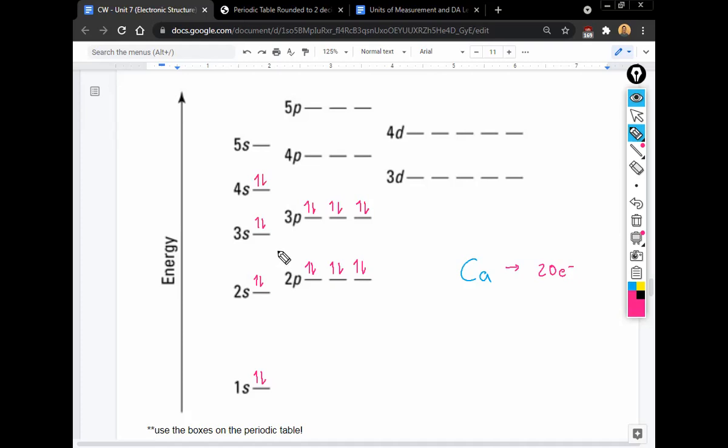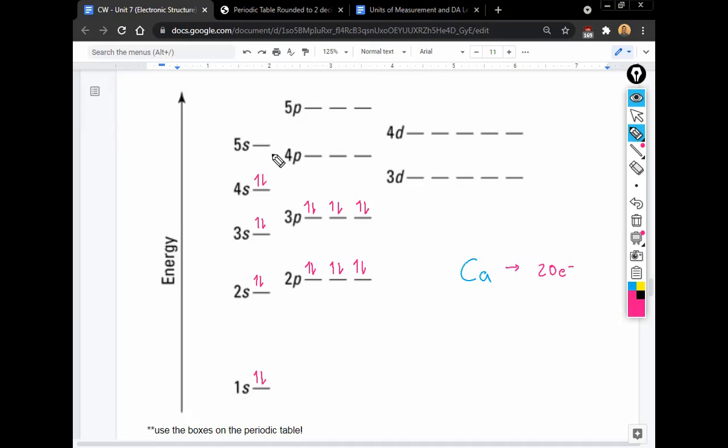And that's how you'd fill in the electrons for calcium. So you just need to go from the lowest to the highest by filling in the electrons, okay?